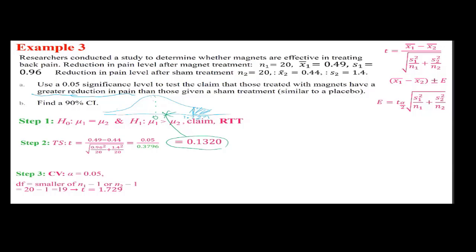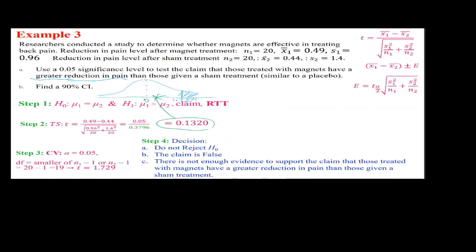If you're not rejecting H0, in essence, you're rejecting H1, and therefore you're rejecting the claim, and therefore the claim becomes false. Do not reject H0. The claim is false. There is not enough evidence to support the claim that those treated with magnets have a greater reduction in pain than those given a sham treatment. If we go with the p-value according to the graph here, the p-value is the area to the right, the yellow shaded region, where the blue shaded region is alpha. It's clearly larger than alpha, and therefore the same decision is made: do not reject H0.